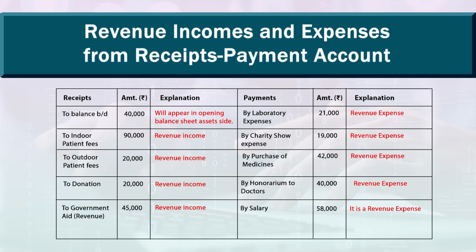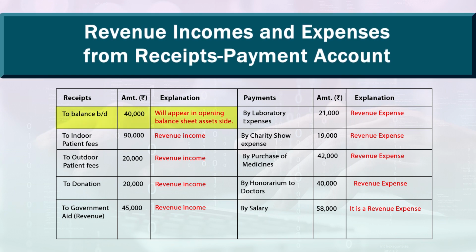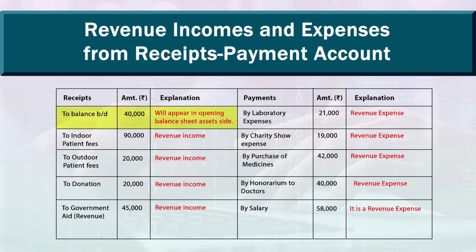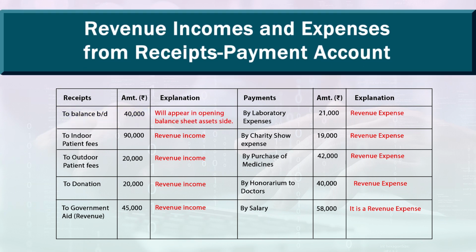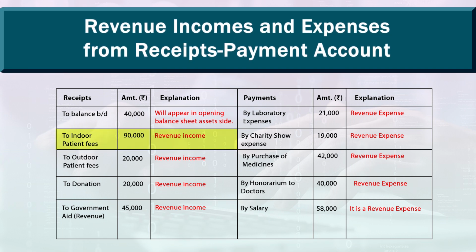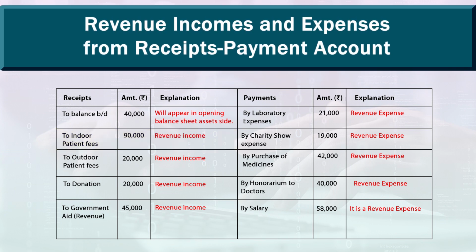Let us start with the receipt side. The first entry is to balance brought down of rupees 40,000. It will appear in opening balance sheet on the asset side. Then we have indoor patient fees of rupees 90,000. It is a revenue income. Then we have outdoor patient fees of rupees 20,000. It is also a revenue income.